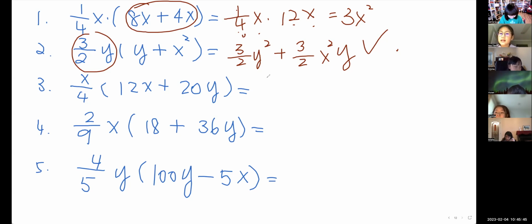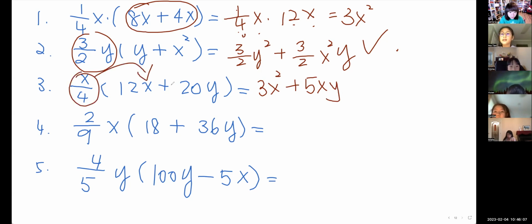First, it's 3x plus 5x squared plus 5xy. 5x what? y. Very good, xy. Don't forget the y, okay? So this one times this one equals 3x squared. And this one times this one is, 20 divided by 4 equals 5. x and y. Don't forget the x, okay? Very good. Next one, Eva.